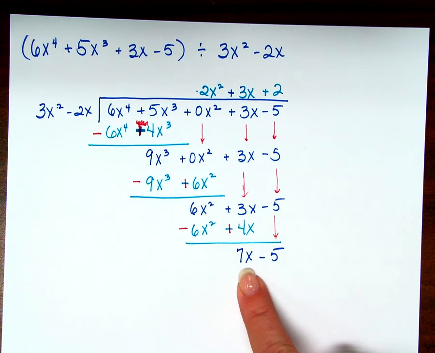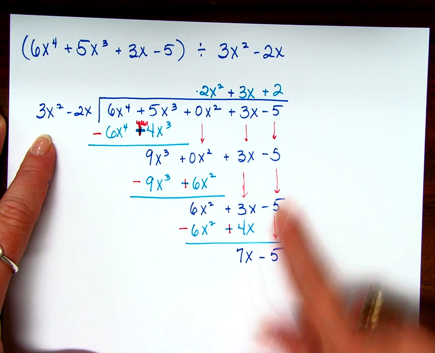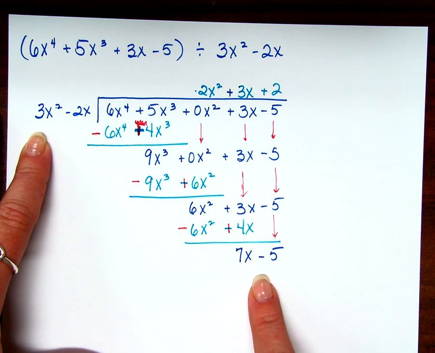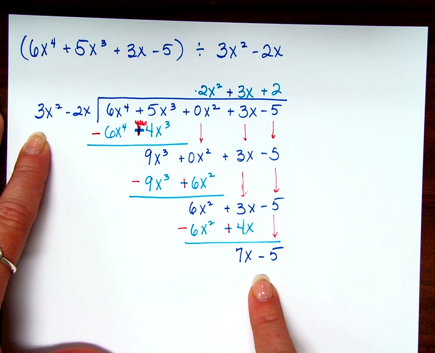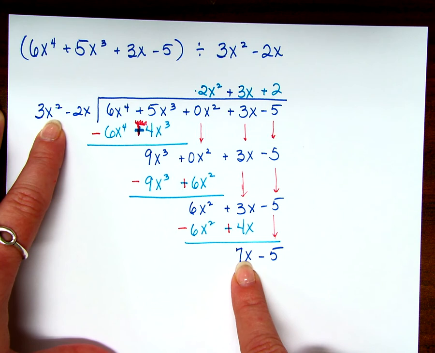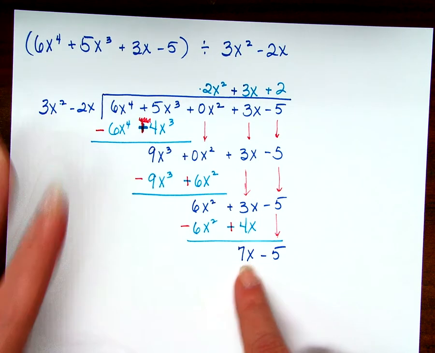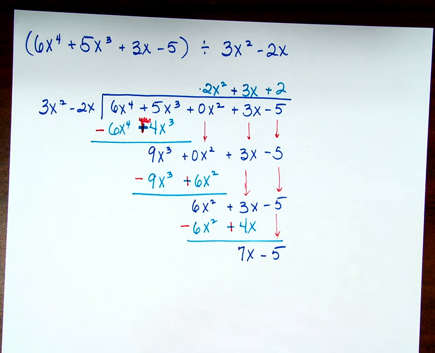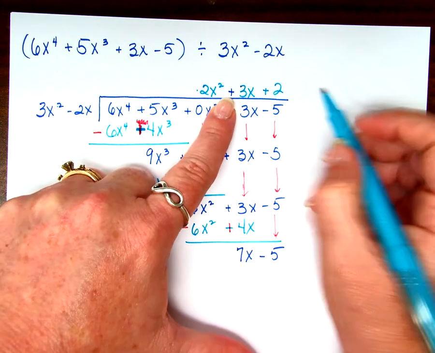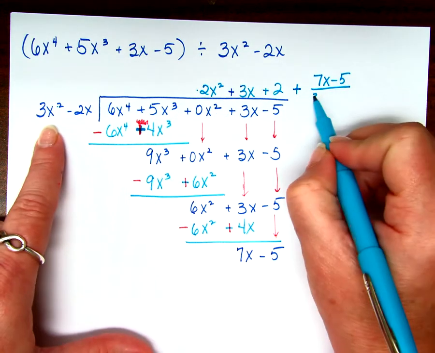Because sometimes people don't realize, well, there's stuff here, so I still want to keep dividing, right? Well, if you think about it, there's no more place to divide, so what is this actually called? The remainder, right? The other thing you would try to do if you kept going, you would have 7x over 3x squared. Can you divide 7x by 3x squared? X can't be divided by x squared because it's bigger, right? So we are done. So when I go to write my answer, it's this plus my remainder, 7x minus 5 over what I was originally dividing by.